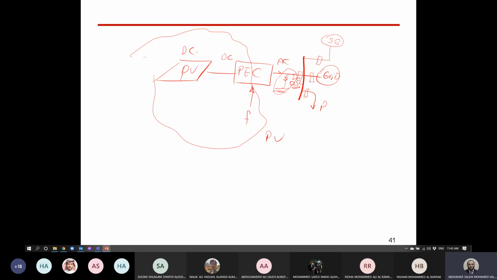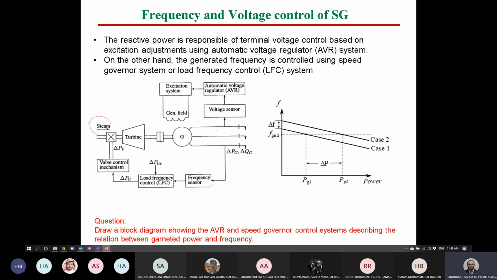So the limits, yes, we have limits. We have limits for the speed governor by means of delta P over delta F. So this value has to be according to certain numerical values. I don't remember the values now. However, I will share with you something related to the control of the synchronous machine speed governor.